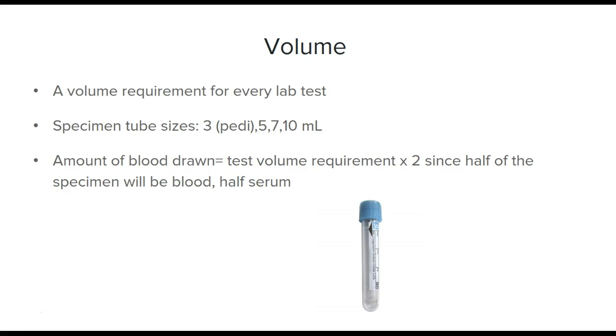Okay, for example, a hepatitis panel needs 3.5 milliliters of serum. So we need a 7 mL tube because we need to make sure that we have enough. 3.5 times 2 is 7.